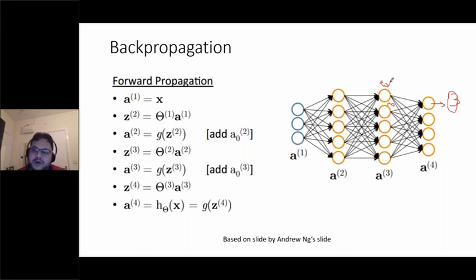For example, if this one is 20%, this one 10%, the weights of this neuron will probably receive a higher penalty and more updates. That's all. Do you agree with this? I said forget about gradient descent. We are just talking about common sense here.